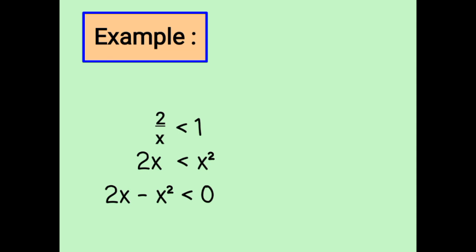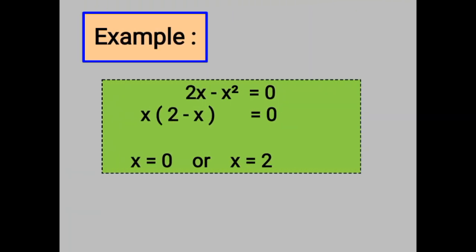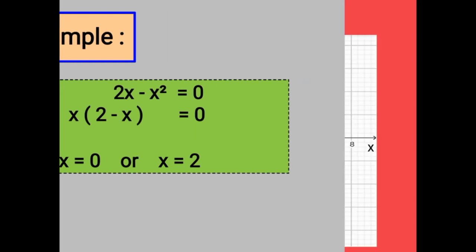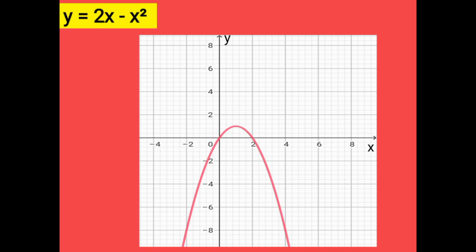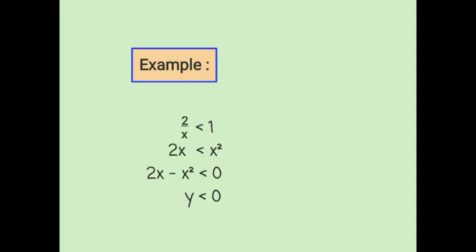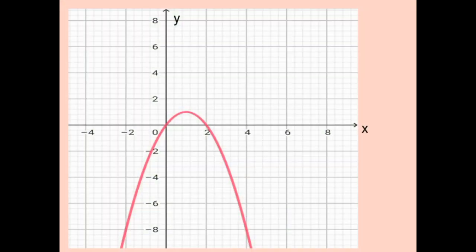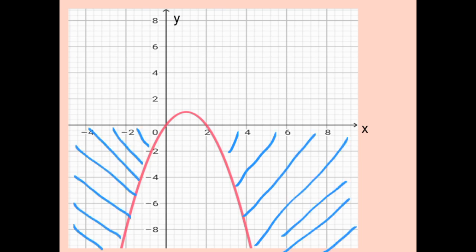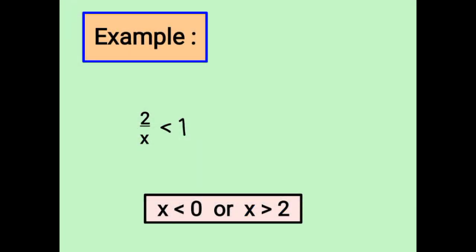Solve 2x minus x squared equal to 0. So, factorizing gives us x times 2 minus x equal to 0, x equal to 0 or x equals 2. The graph shown here is for y equals 2x minus x squared. So, 2x minus x squared is less than 0 and hence y is less than 0. Y is less than 0 for the outer parts of the graph below the x-axis shown by the shaded area. So, the set of values of x for which 2 over x is less than 1 is x less than 0 or x is greater than 2.